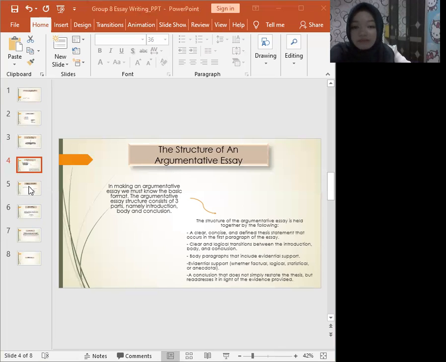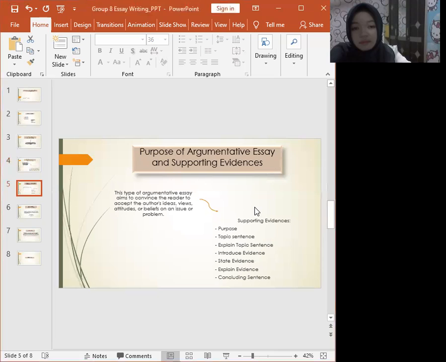And the next, purpose of argumentative essay and supporting evidence.